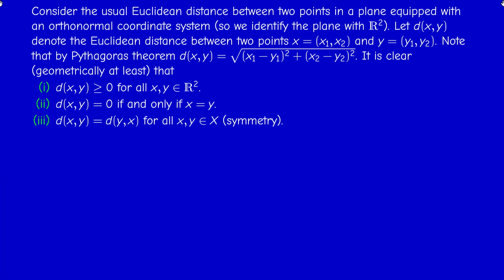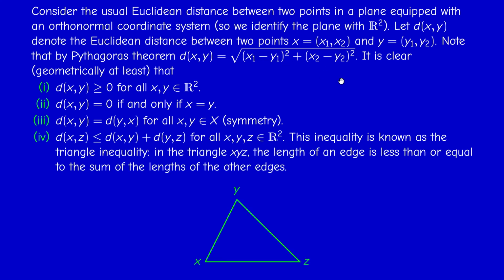And the third property, which is also trivial, is that it's symmetric. The distance is a function which is symmetric. So the distance between x and y is the same as the distance between y and x. Why? Because here you can put y1 minus x1 instead of x1 minus y1 because it's a square. Same thing here.